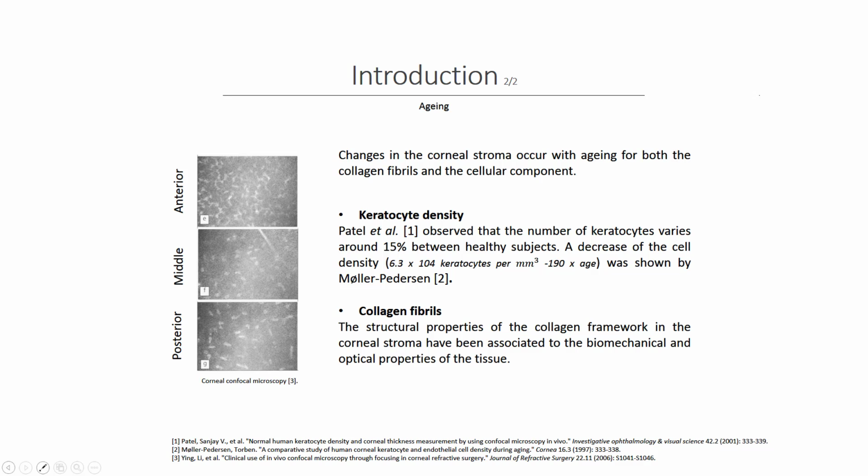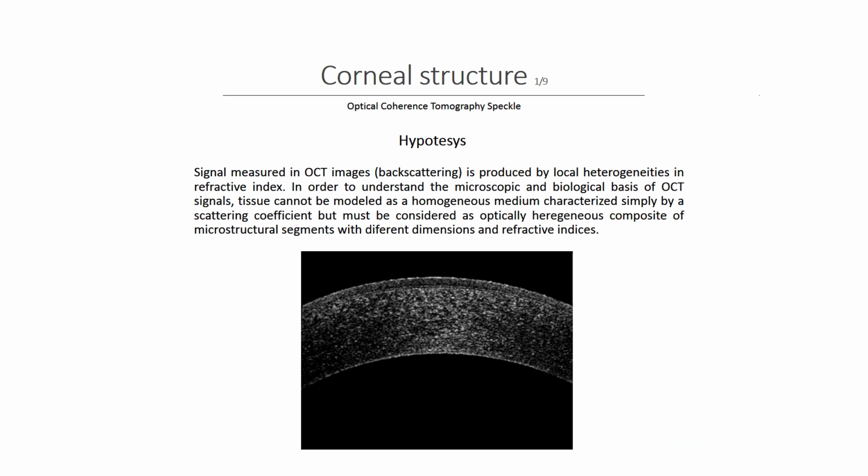Given the importance of the corneal properties in many different applications, such as applanation tonometry and contact lens fitting, we decided to develop a new methodology to infer the corneal structure. In this methodology, we assume that backscattering in OCT images is produced by local heterogeneities in refractive index. Therefore, tissue cannot be modeled as a homogeneous medium characterized simply by a scattering coefficient, but instead must be considered as an optically heterogeneous composite of microstructural segments with different dimensions and refractive indices.